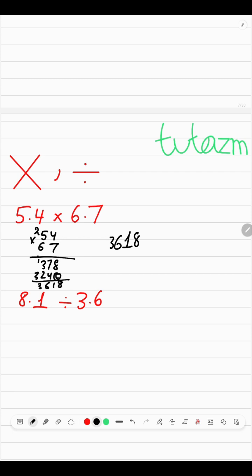However, you then have to add the decimal point right here, 2 places from the end of the number, because here the decimal point, we've moved it one to the right, and here we've moved it one to the right. So we have to cancel that out by moving it twice to the left here. So this would be 36.18.